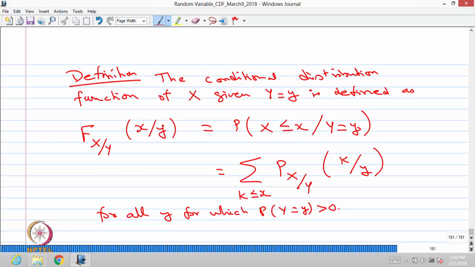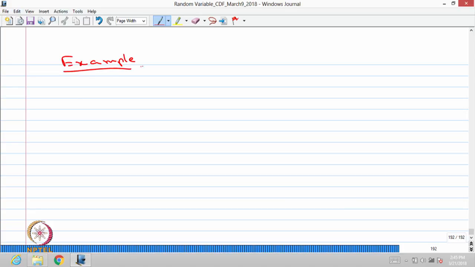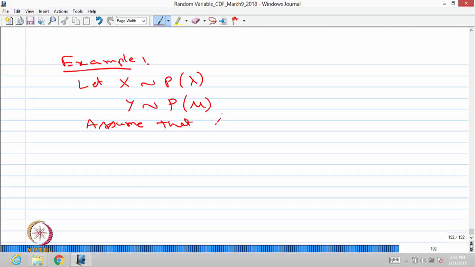We will go for one easy example in which you can discuss the conditional distribution. Again, we take only two random variables. So, the same concept can be extended to many random variables. So, as an example, we give example 1. Let X be Poisson distributed with the parameter lambda and Y be again Poisson distributed with the parameter mu, and I make the assumption that X and Y are independent random variables.